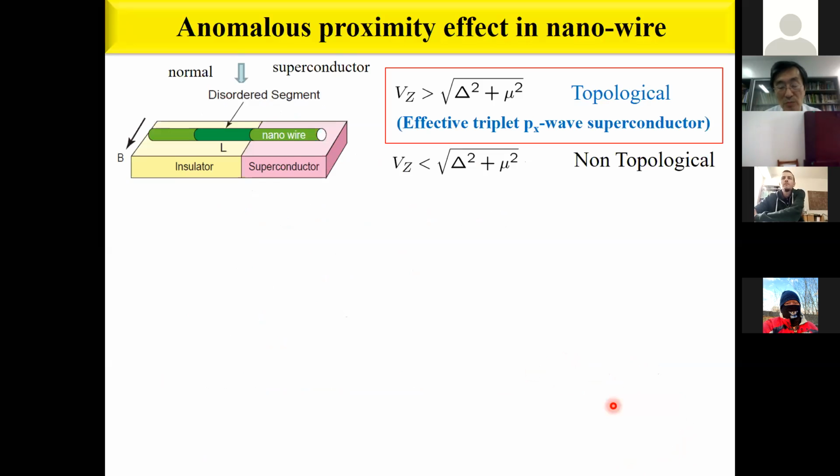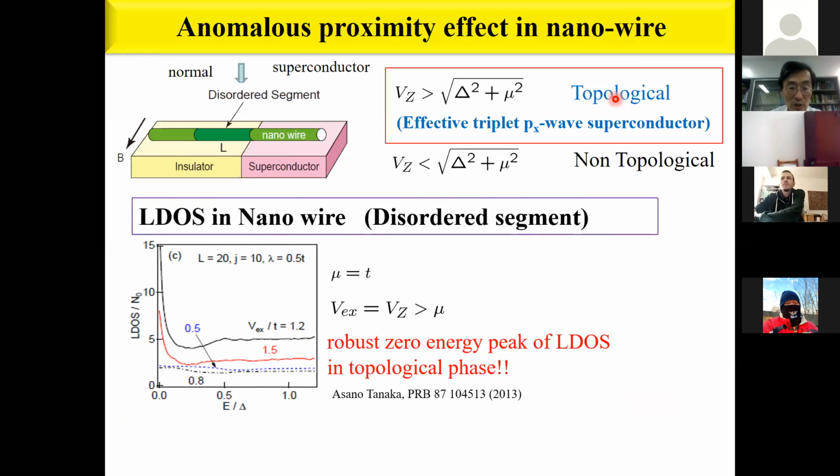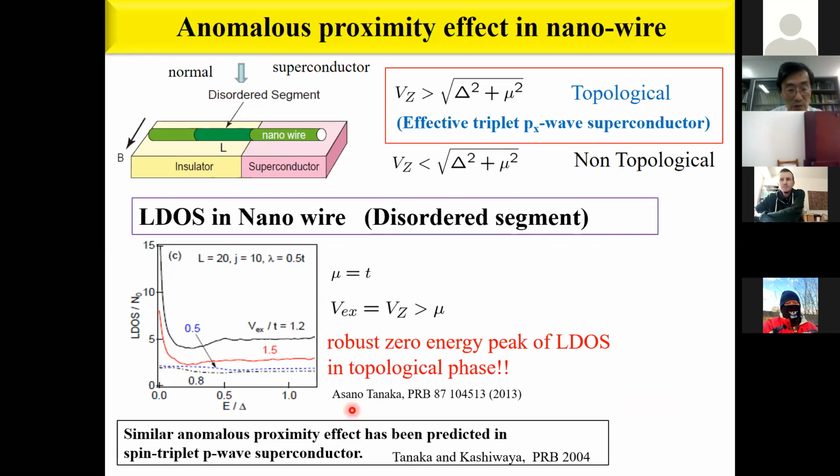In this model, when V_Z satisfies this condition, a topological superconducting system is realized, which means that an effective triplet p_x wave superconductor is realized. Actually, he calculated in the topological regime and checked the existence of a zero energy peak in the local density of states here. On the other hand, in the non-topological regime, there is no zero energy peak. A similar anomalous proximity effect was predicted in the spin triplet P-wave continuous model in 2004 with Professor Kashiwaya.